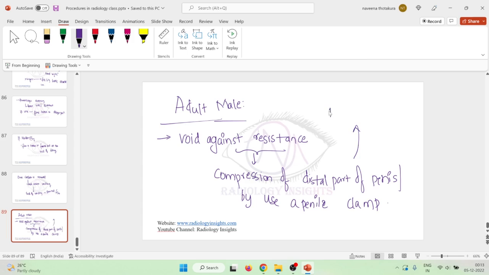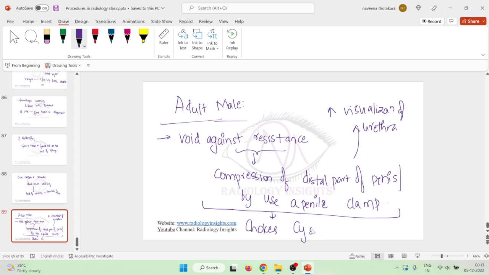Why? Because this will increase the visualization of the urethra. If the patient voids against resistance, this will increase the visualization of the urethra, and this procedure of voiding against resistance is called Chokes cysto-urethrogram.